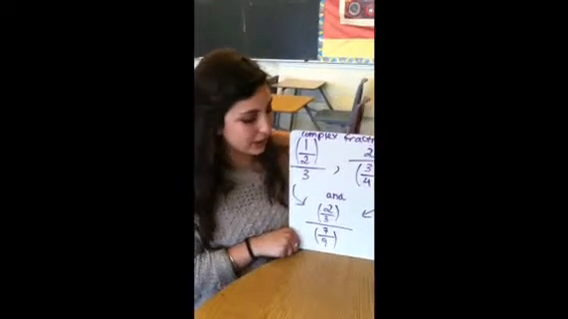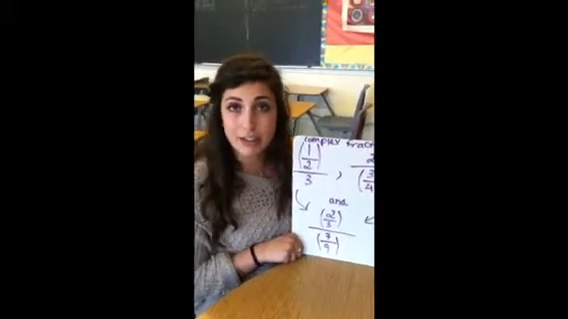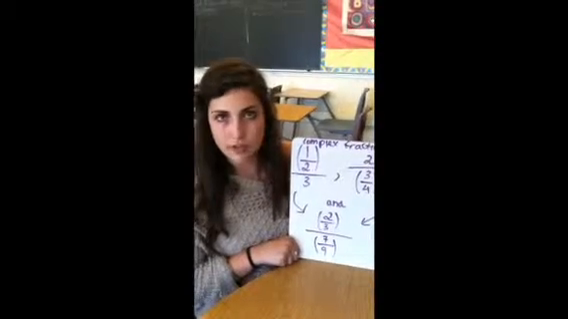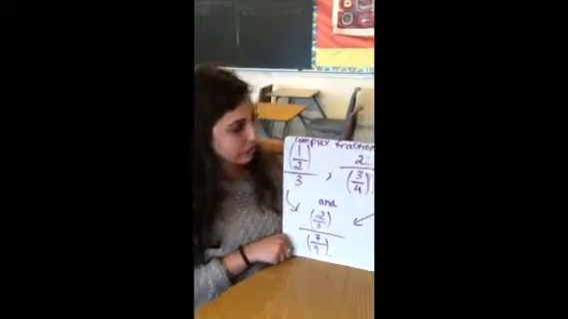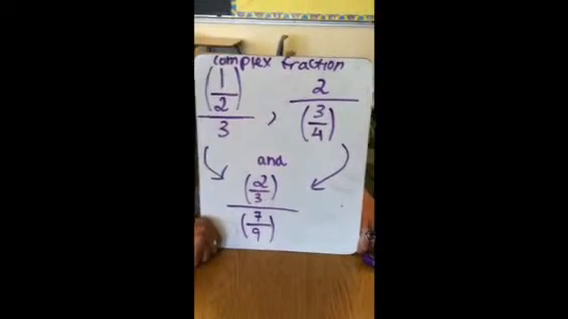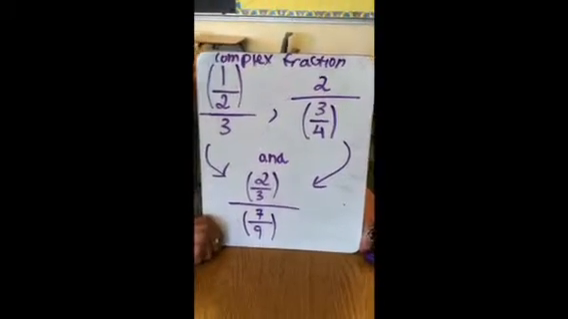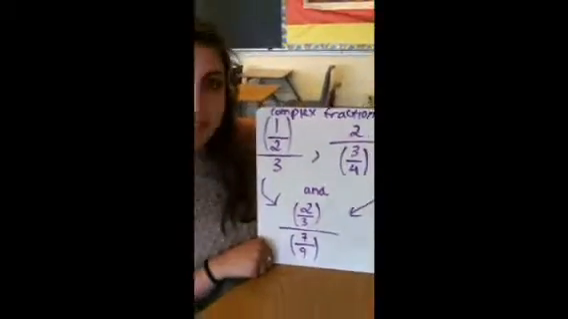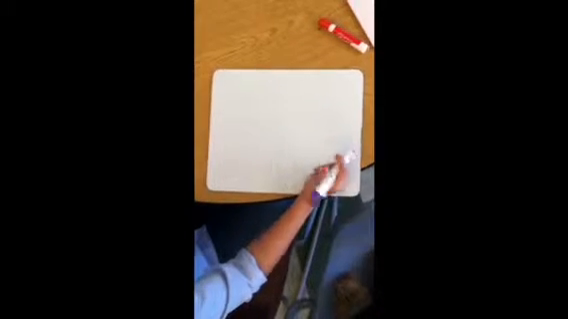A complex fraction is a fraction that includes a fraction in the numerator, a fraction in the denominator, or a fraction in both the numerator and the denominator, such as 1/2 over 3, 2 over 3/4, or 2/3 over 7/9. Learning about complex fractions. So first, to start off with, let's try some simple complex fractions that you probably already see.